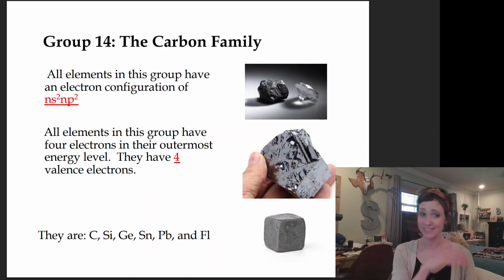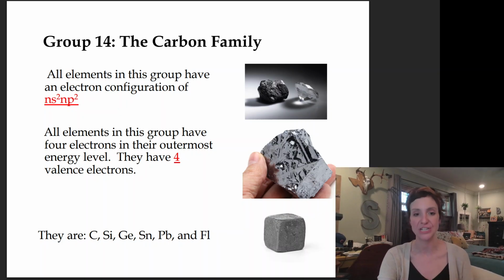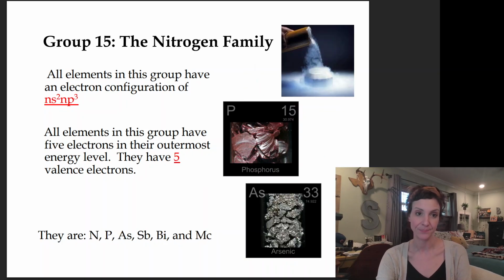Okay, group 14, that is the one that starts with carbon, so we're going to call this the carbon family. The most important thing about group 14 is that they all have the same configuration of ns2 and then np2. So 4 valence electrons. Here's a picture of carbon, and yes, carbon is what diamonds are made out of. And we have silicon and lead. So we've got a mixture of metals and non-metals here in group 14, but the configuration for everybody in group 14 is the same.